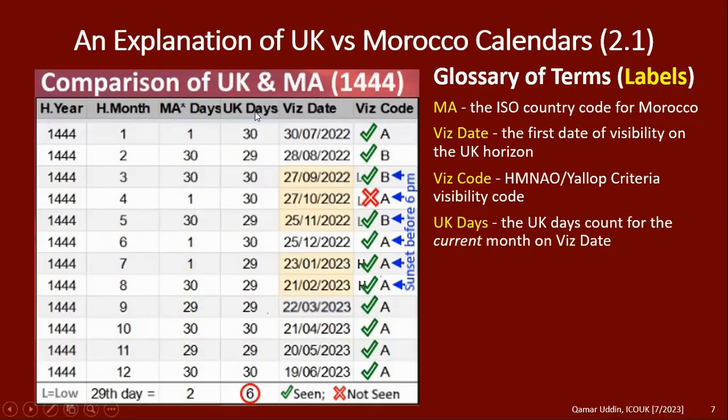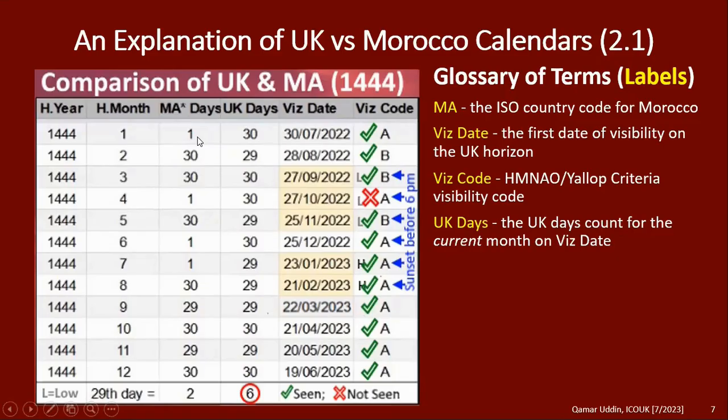UK days count. This is not how many days the month of Muharram will have. This is the count of the existing month which we are looking. So the existing month we are looking is that of the previous month. This is the month of Dhul Hijjah, and 29th was not visible, but it was visible on 30th. So UK's count is 30.